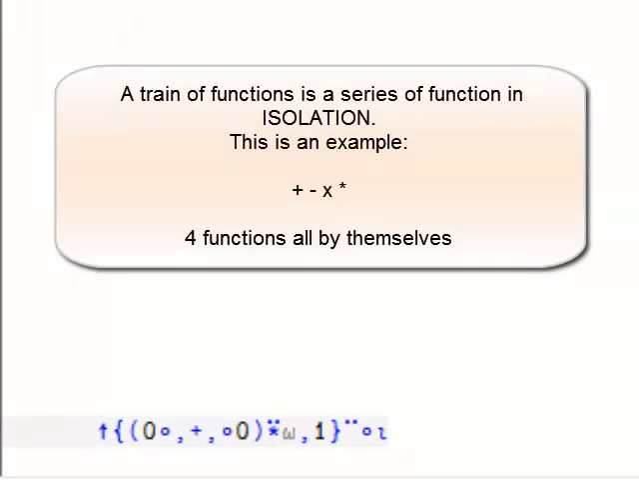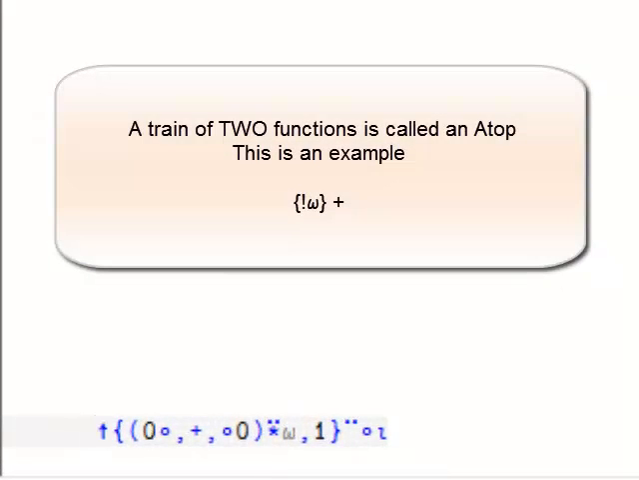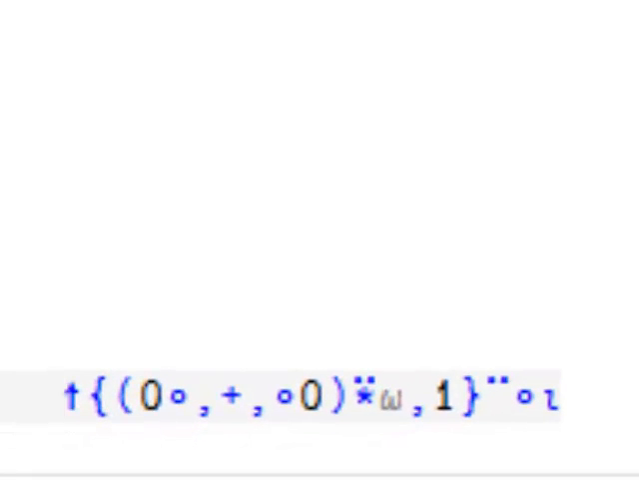A train is a sequence of functions in isolation. Isolation means that the functions follow each other and they don't have an argument. It is just a series of functions together. This is a train of two functions called an atop. Let's see why. As usual, we read from right to left.